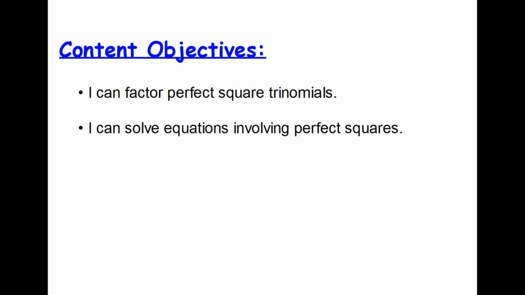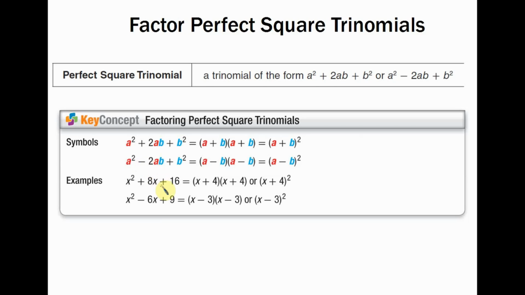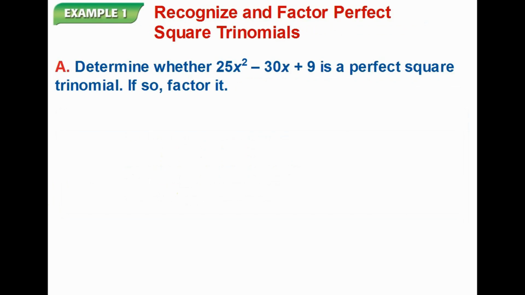I'll also upload a chapter review video shortly to give you an idea from lesson 1 all the way through lesson 9. From lessons 6 and 7, I believe, we learned that perfect squares are trinomials of the form a squared plus 2ab plus b squared or a squared minus 2ab plus b squared. Here's example number 1. Recognize and factor perfect square trinomials. Determine whether 25x squared minus 30x plus 9 is a perfect square trinomial.